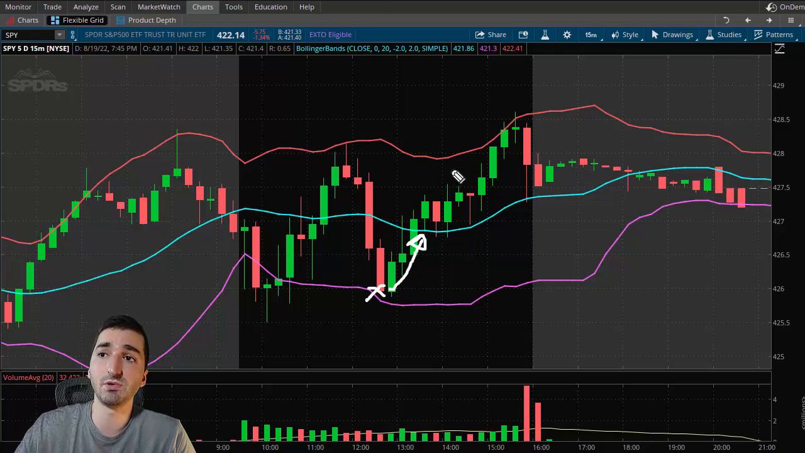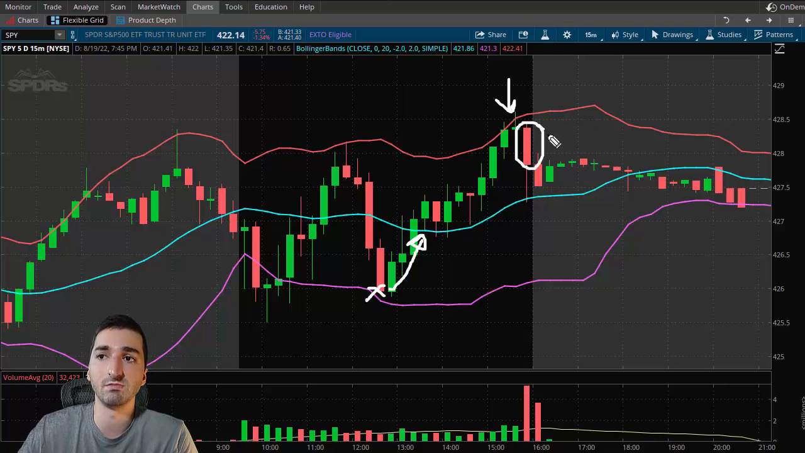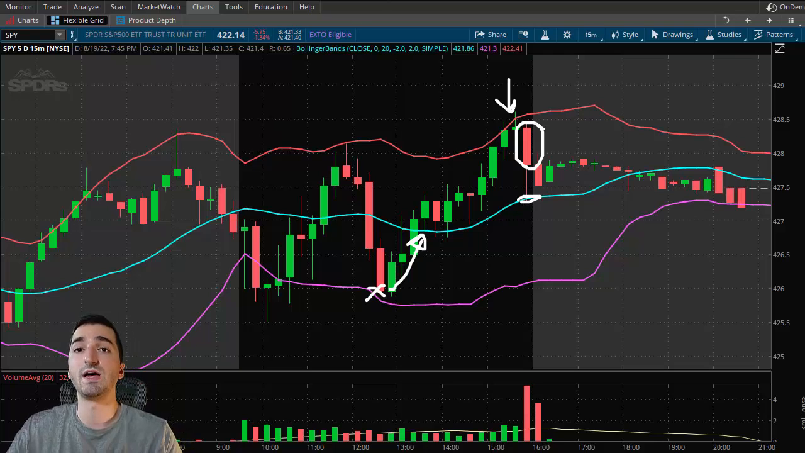So this is a simple example. As you can see, at the end of the day, we did pull off of the upper. That would have been another setup, but there wasn't enough time left in the day. We actually did end up hitting it, but I wouldn't have taken that just because we only have 15 minutes till the closing bell. Okay. Now, that's one of the strategies.